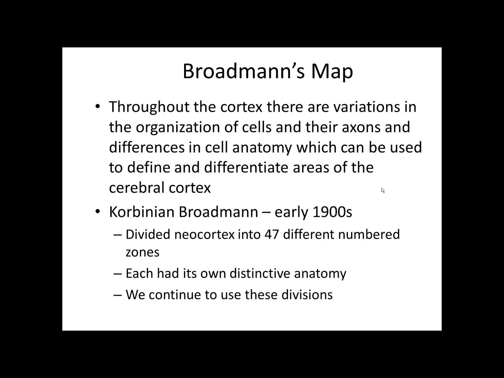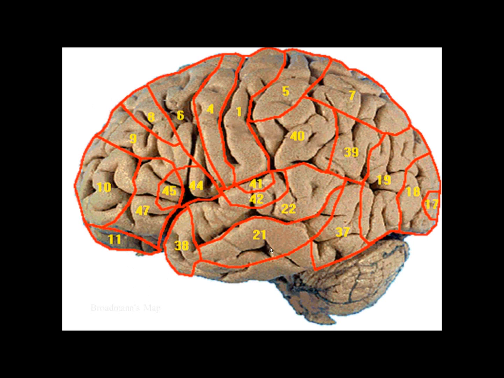Now, one of the things that has guided us in this process of understanding the brain and the nervous system has been the work of Corbinian Brodmann in the early 1900s, where he was an anatomist and went through the tissues of the brain in great and exhaustive detail and mapped out the different kinds of tissues and how they differed from each other. And he created a zone arrangement of 47 different numbered zones with distinctive anatomical characteristics. And we continue to use these designations.